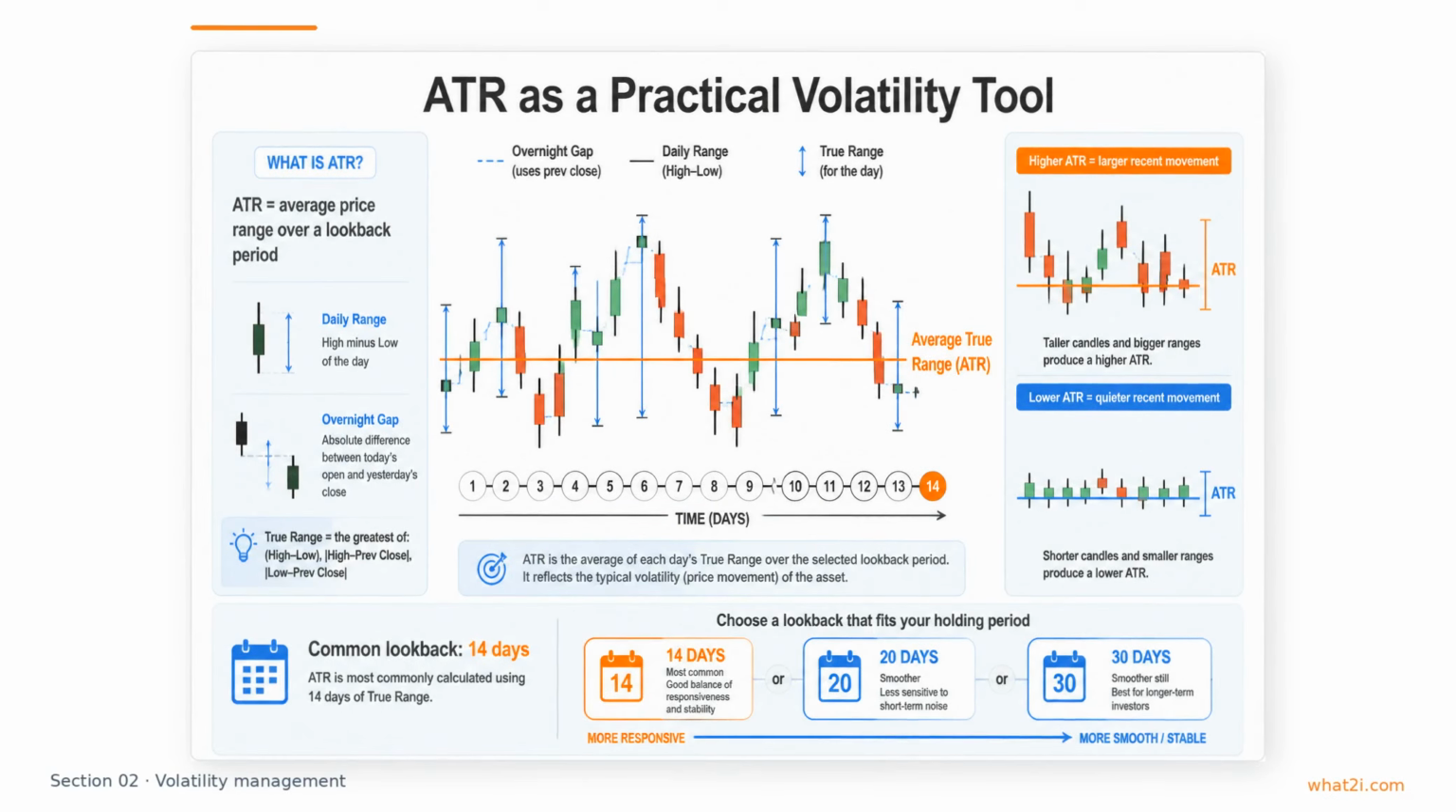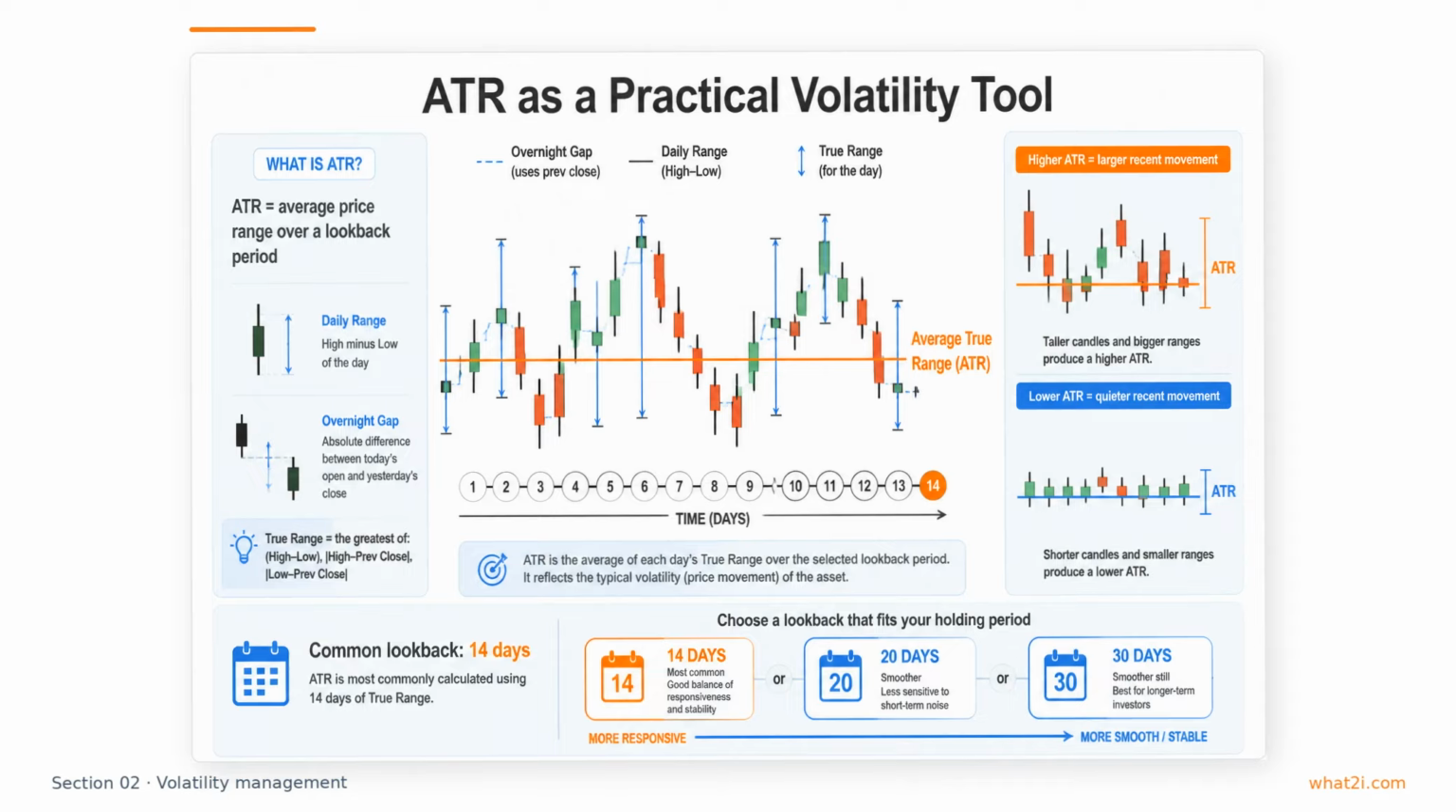One practical tool for estimating volatility is ATR, or average true range. ATR measures how much an asset has been moving on average over a chosen period, often 14 days. It captures not only the daily high-low range, but also gaps between sessions, which makes it more useful than a simple intraday range. A higher ATR suggests bigger recent price movement, while a lower ATR suggests a quieter market. The look-back period should match your style. Shorter-term traders may want a shorter lens, while longer horizon investors may prefer something more stable.